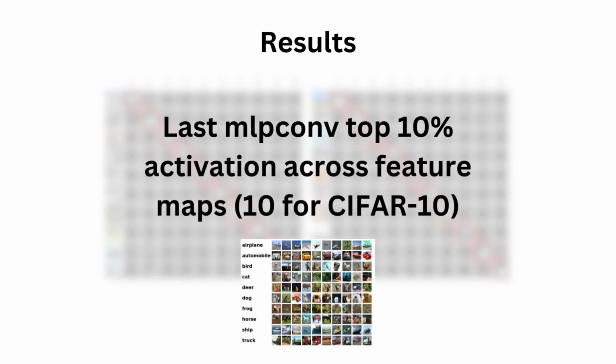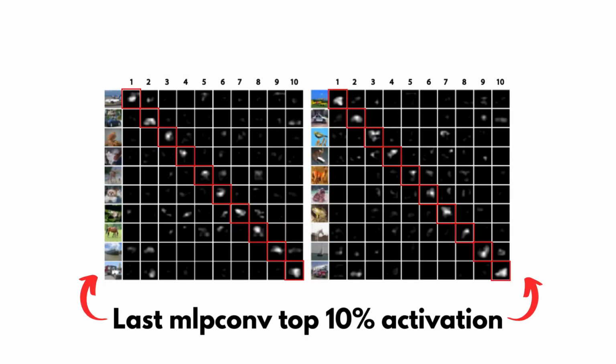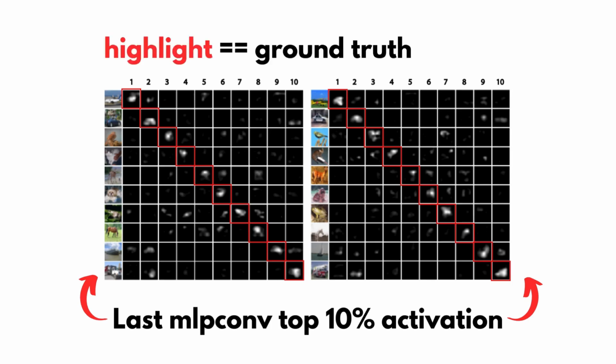Also, they used that for their final experiment, where they looked at what was happening at the last MLP conv layer with the top 10% activations just before the global average pooling. So now we can see what is happening in this layer before the classification. On the x-axis, we have the different feature maps, right? At the end, we need 10 because we need to do global average pooling. And on the y-axis, we have the image fed at the start of the network. As highlighted, the activation is largest for the class that matches the ground truth.